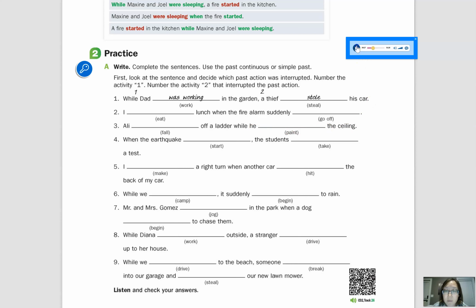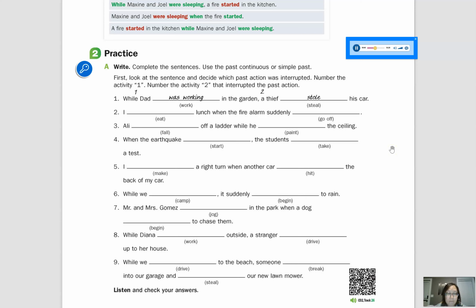Okay, let's keep going. 4. When the earthquake started, the students were taking a test. Okay, so when the earthquake started is the activity that interrupted this activity. So we can put number 2 here, and then the students were taking a test. This is number 1 because this is the continuous activity that was already happening.